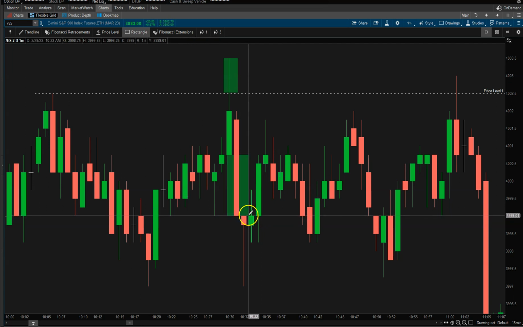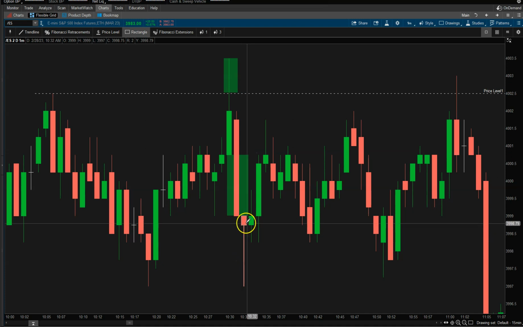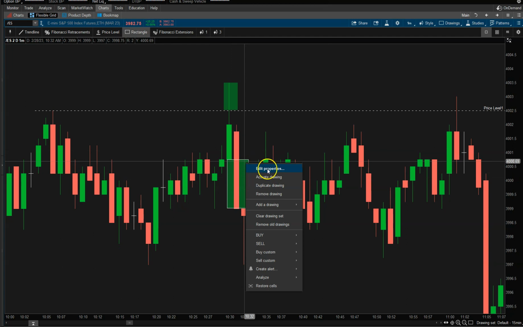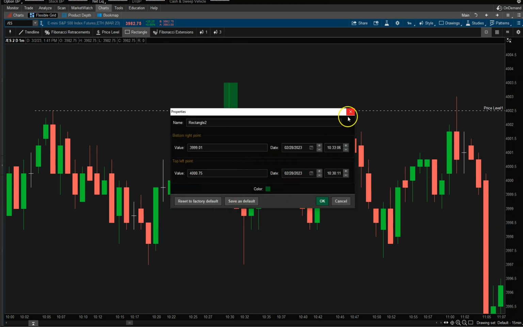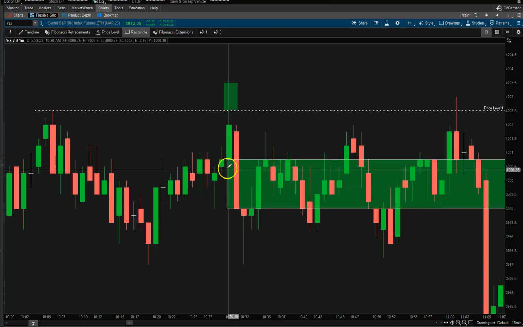See how I drew this? Because it's the low of this candle, the high of this. So we have all of this area that needs to be filled. And so as we're down here, we come back up. What I'm looking for is an entry somewhere within this level. So if we extend this to the right, somewhere within this range, I'm going to look for an entry.